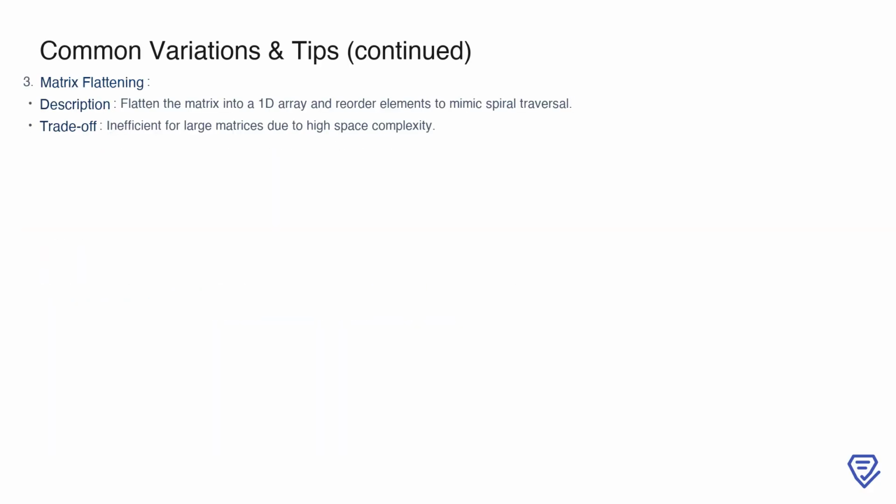A third alternative approach is matrix flattening. In this method, you first convert the matrix into a one-dimensional array and then reorder the elements to simulate spiral traversal. While this approach may seem straightforward, it comes with a significant trade-off: high space complexity. Flattening a large matrix uses extra memory, which makes it inefficient for larger datasets. Because of this, matrix flattening is generally not preferred in scenarios where performance and resource optimization are critical. However, it can still be a useful conceptual exercise for understanding the mechanics of traversal patterns.